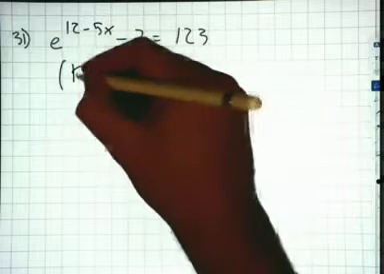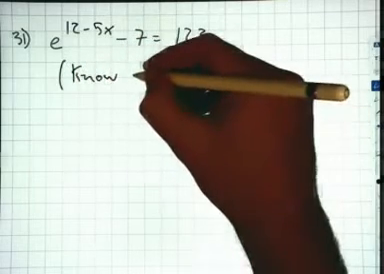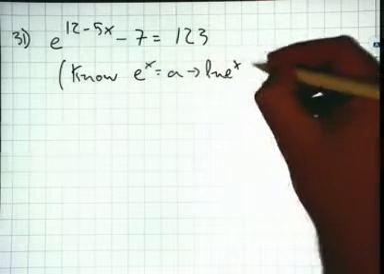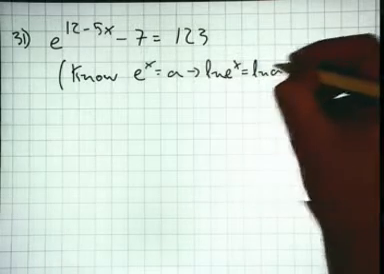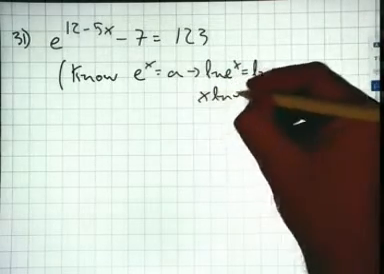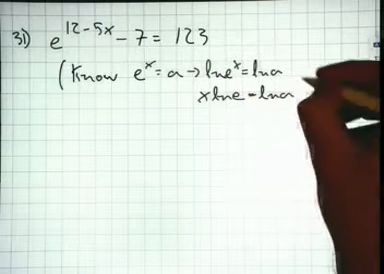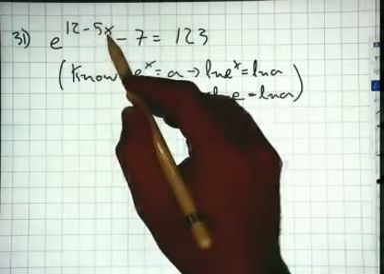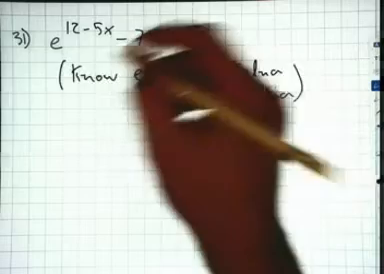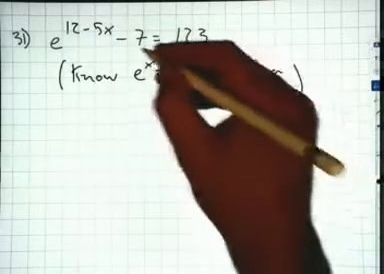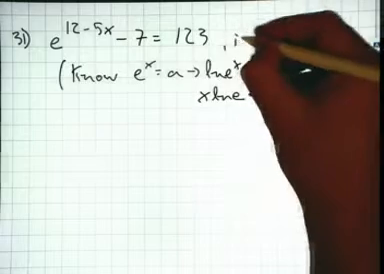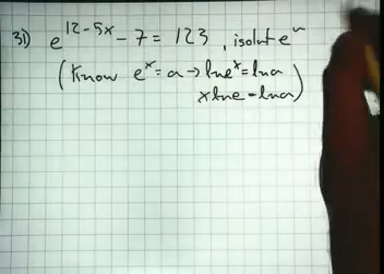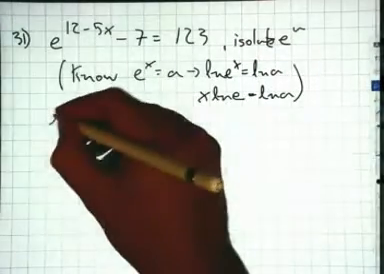Well, I know that if I have e to the x is equal to a, and I take the natural log on both sides, then we bring that exponent out of the exponential position. So that's what we're going to do at some point to get x out of the exponential position. But before I do that, I want to isolate that e to the exponential expression. How do we do that? We add 7 to both sides.